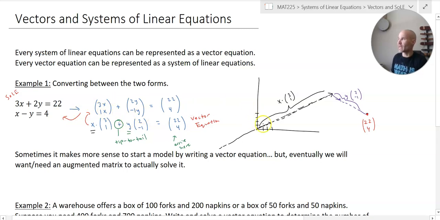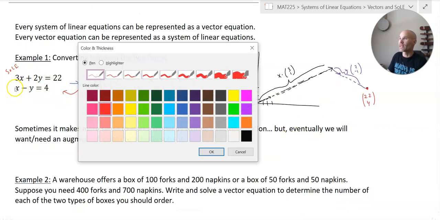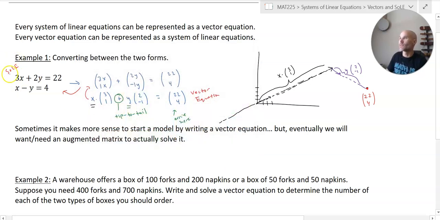What I did is I asked the question of what multiple of the 3, 1 vector, tip to tailed with y multiples of the 2, -1 vector, will land me at the location 22, 4. Now that's kind of a harder question to answer, right? We can kind of guess at these, but ultimately we would take the system of linear equations and graph that, and figure out where those 2 lines intersect.